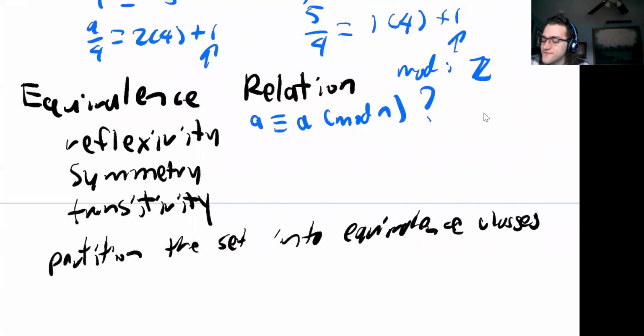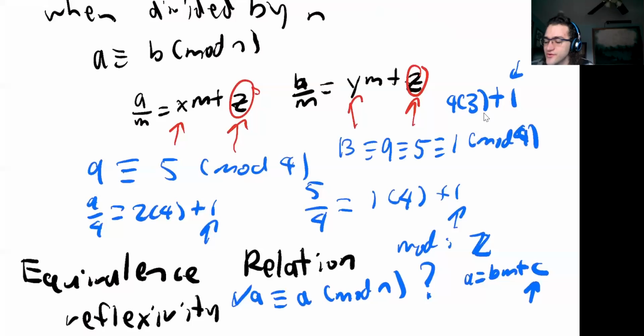If we can write a is equal to bm plus c, then of course, if we write a like that itself, it will have the same remainder when I divide a by m as when I divide a by m. So yes, it definitely is reflexive. And also symmetric, right? It doesn't matter which order I talk about a and b. If a is equivalent to b, I can also say that b is equivalent to a mod n, because they both have the same remainder z regardless of which order I write them.